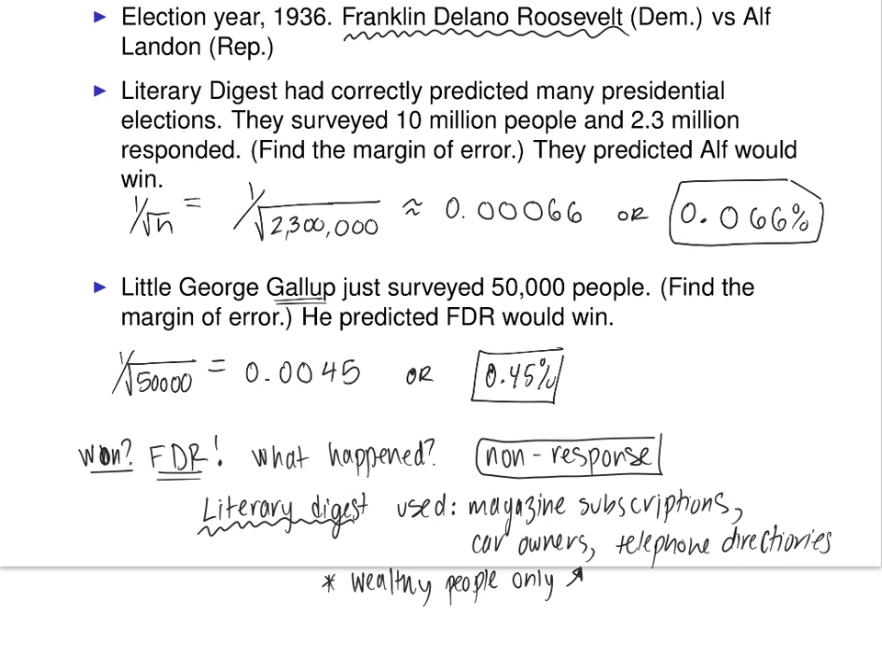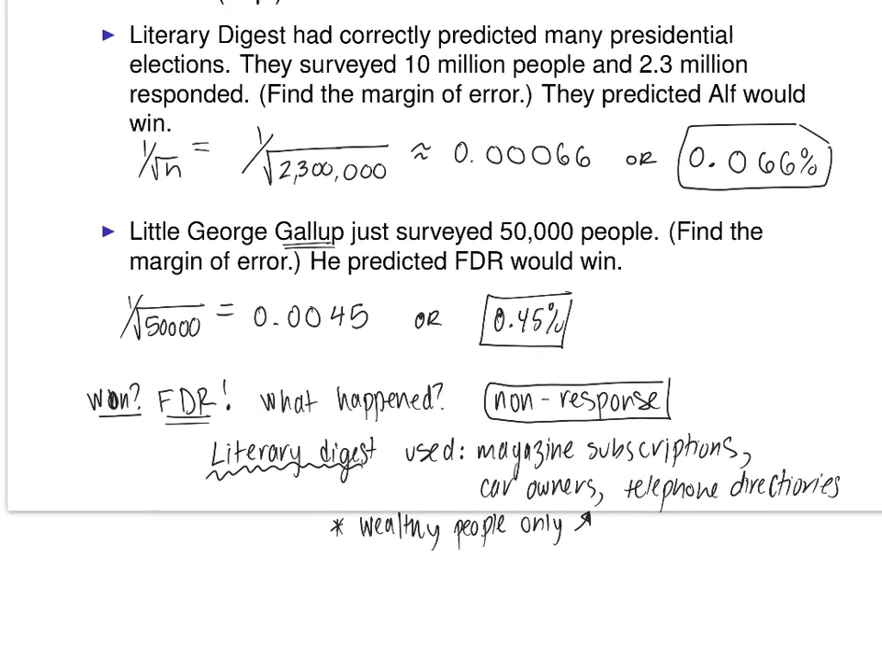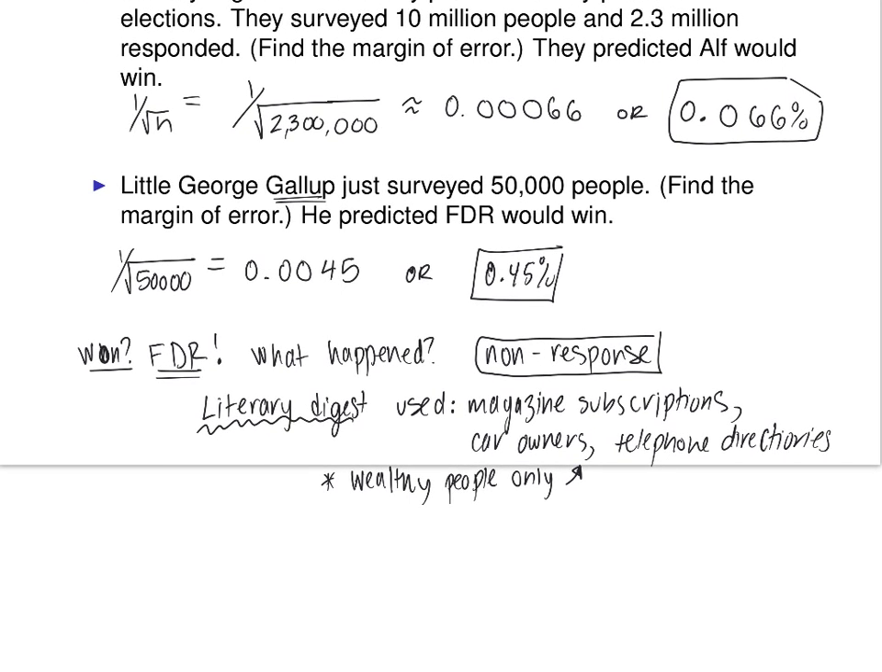And you guys know 36 was the Great Depression, right? People who were poor probably cared a lot about what the president was going to do for them, and one of FDR's big things was the New Deal, which put people to work, and then World War II put people to work too. But the point is that this was super non-representative sampling.